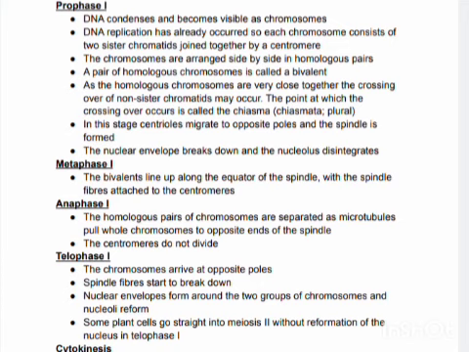Another thing that happens in prophase 1 is that the nuclear envelope breaks down, the nucleolus disintegrates, the centrioles migrate to opposite poles, and the spindle is formed. Another point to note is that the exchange of parts is called crossing over, and the point at which it occurs is called a chiasma. The plural is chiasmata.